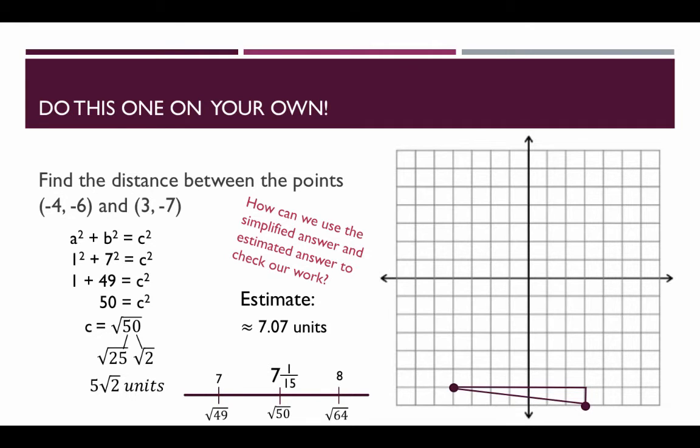You can also use your estimated answer because that would be the hypotenuse, and so you can look at that compared to your two legs of your triangle to make sure that it's the longest length, because the hypotenuse is always the longest length of a right triangle. So looking at this one, 7.07 is longer than 1 and 7. So that's another way to confirm that I probably did my work correctly.